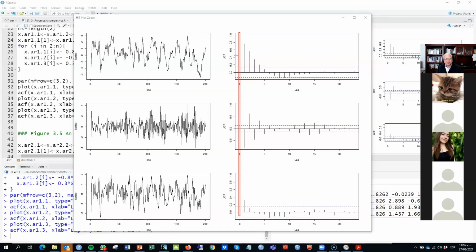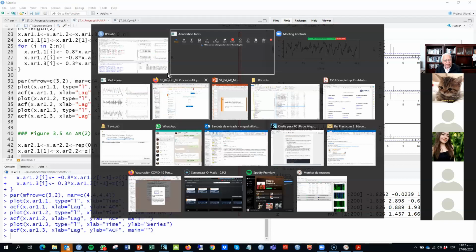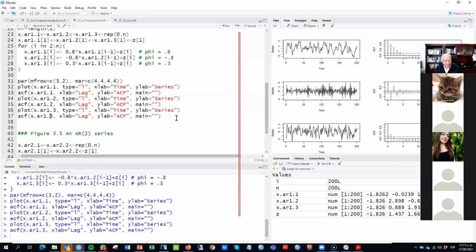So you can see here the exponential decay in these AR1 processes. Now, this one decays faster. Why? Because remember, phi in this case is very small. It's 0.3, so that's why we have faster decay in that series. Now let's look at the AR2 process.